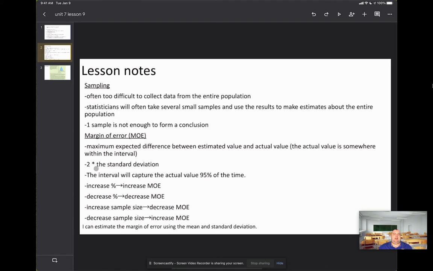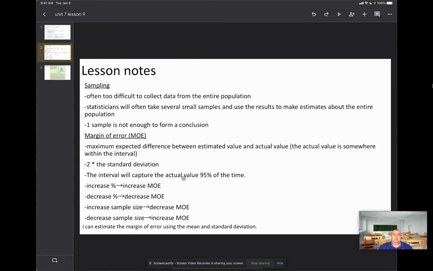And the way we're going to find the margin of error in this unit is to essentially double the standard deviation. If you double the standard deviation, that will tell you your margin of error, and then you can simply add that or subtract that from your estimate to get your interval where the actual value will be. So that interval, based on the margin of error, will capture the actual value 95% of the time. That is how we interpret the margin of error.